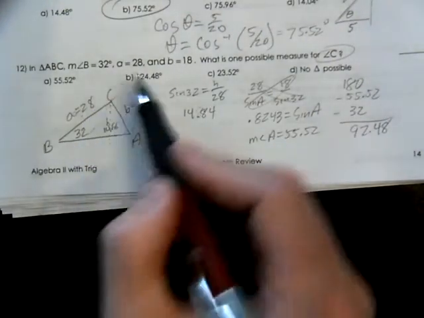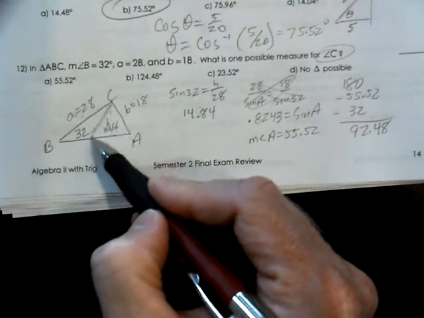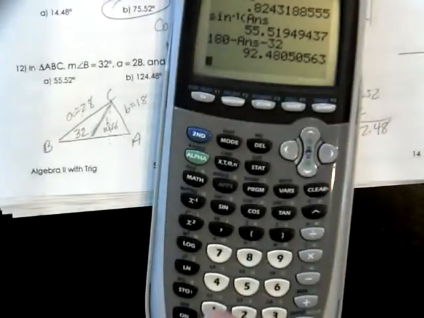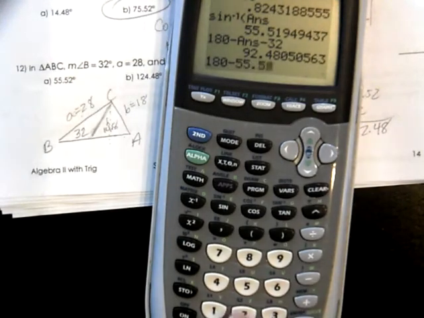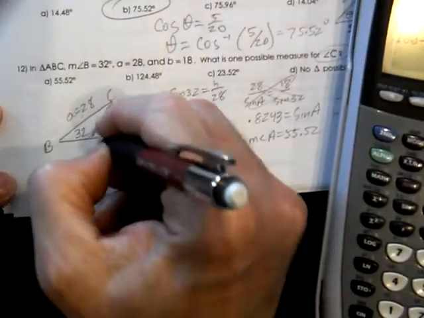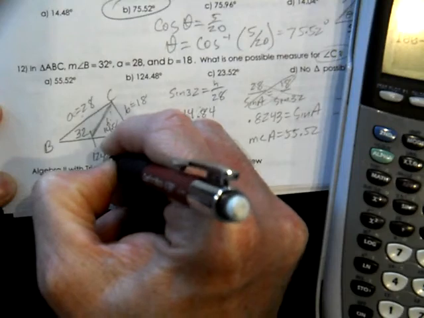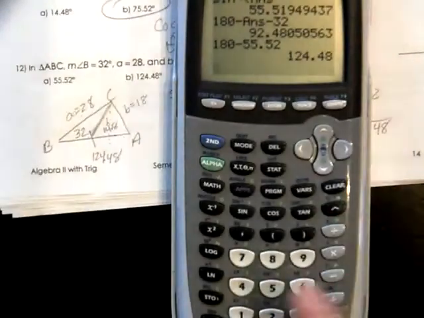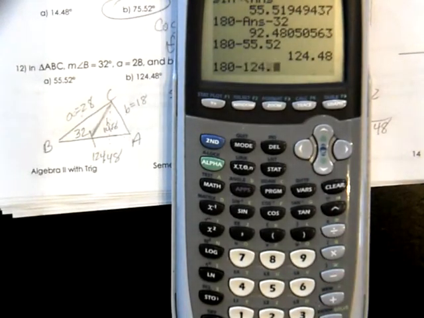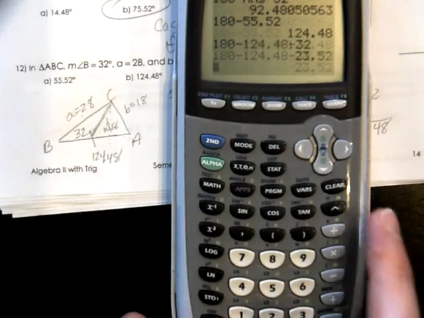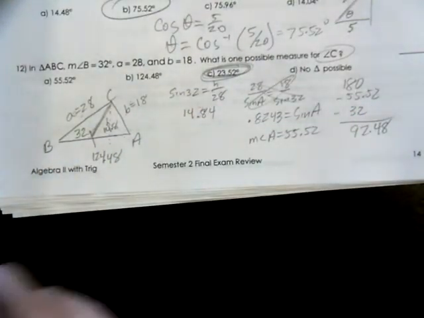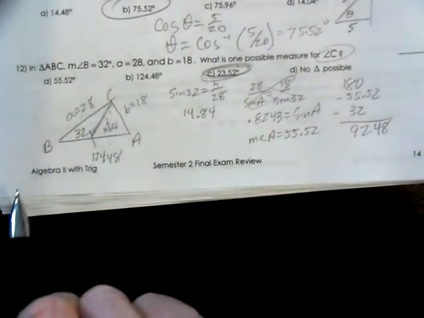So what's going to happen is they're going to swing this in, and now we're going to go in that direction. So we take our angle A, we do the supplement of angle A. So we have 124.48. So 180 minus 124.48 minus 32 gives us 23.52. There's our answer. And it was a tricky one. So they looked for the angle C of the second triangle, not the first triangle.